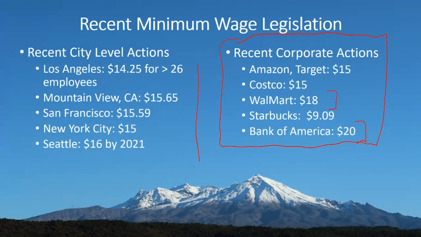And Bank of America, which is more likely to hire skilled workers rather than unskilled workers, has argued that they're raising their minimum for their employees up to $20 per hour. Okay, again, Bank of America is a different labor market, though, a little bit than your Walmarts and your Starbucks and your Targets, for example.